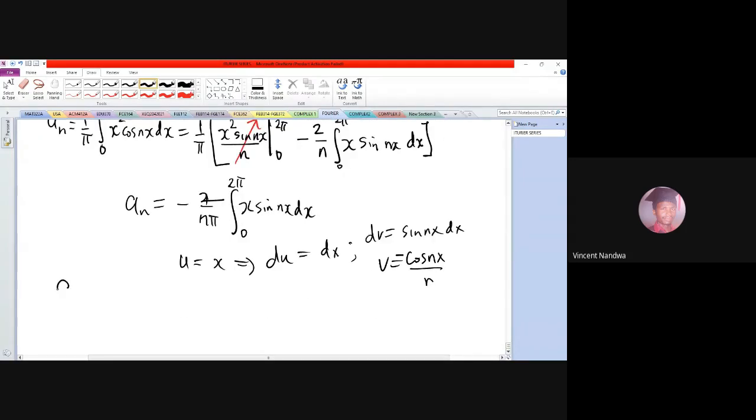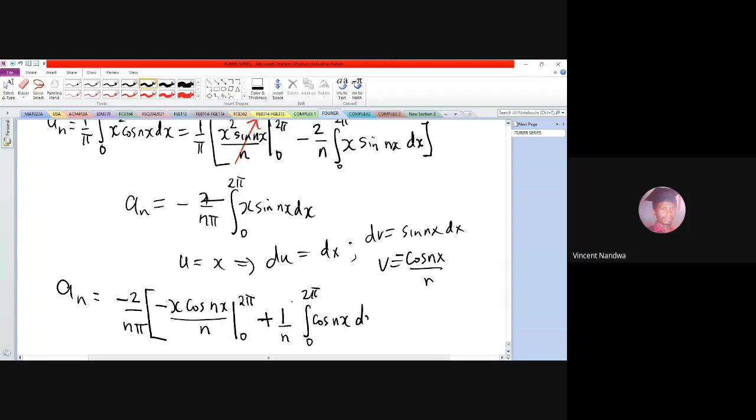So therefore, an will be given by, when I have minus 2 over n pi times uv, I have this and this, so we have minus x cos nx over n, limits 0 to 2 pi, and then minus the integral of v du, so plus the integral of v du. So this one, we have 1 over n integral 0 to 2 pi of cosine nx dx.